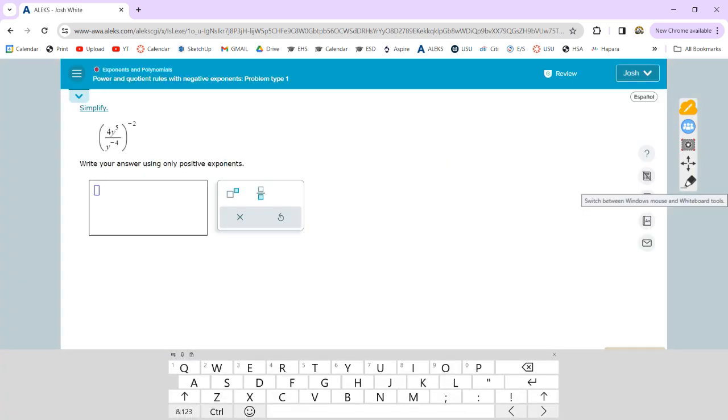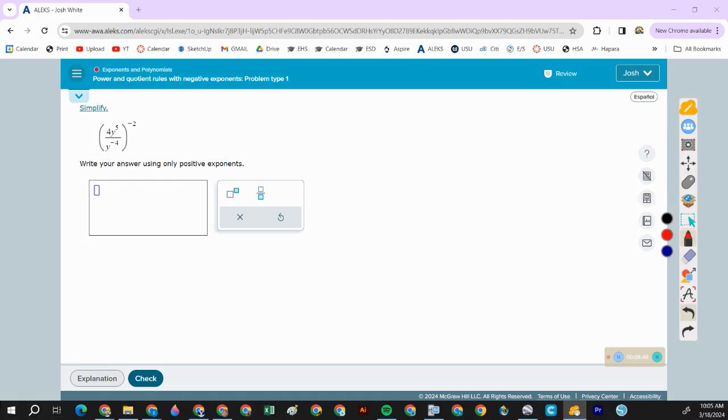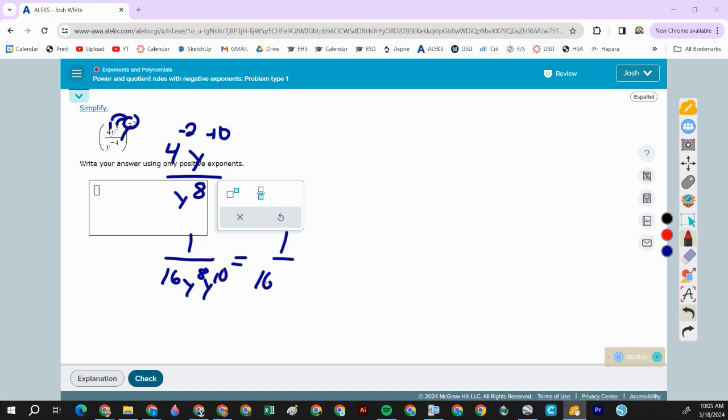All right. Same idea here. I'm going to multiply all of the exponents by negative 2. 4 to the negative 2, y to the negative 10, and y to the 8th. Then move all the negatives. 1 over 4 squared is 16, y to the 8th, y to the 10th. So 1 over 16, y to the 18th.